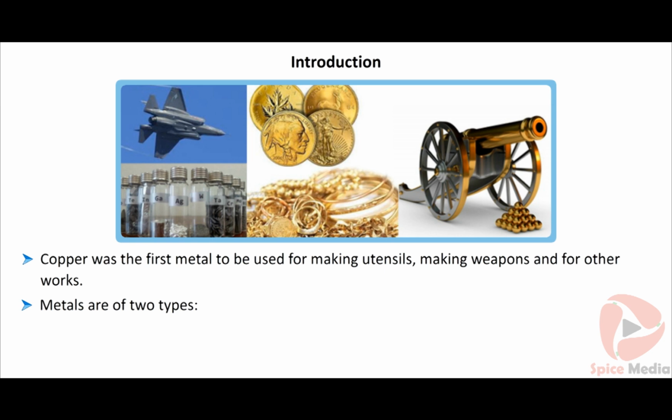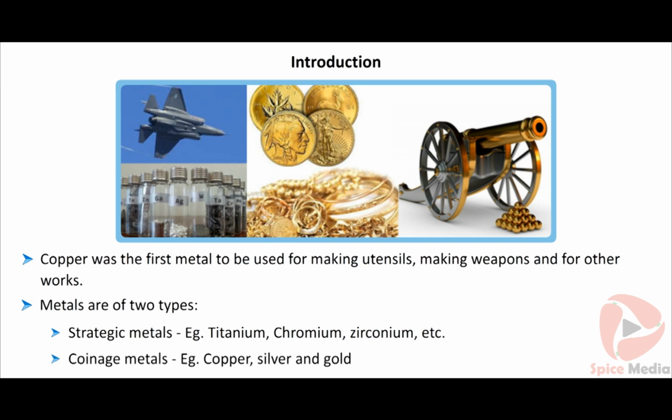Metals are of two types. Metals like titanium, chromium, manganese, zirconium, etc. find their applications in the manufacture of defense equipments. These are called strategic metals. The metal uranium plays a vital role in nuclear reactions, releasing enormous energy called nuclear energy. Copper, silver, and gold are called coinage metals as they are used in making coins, jewelry, etc.